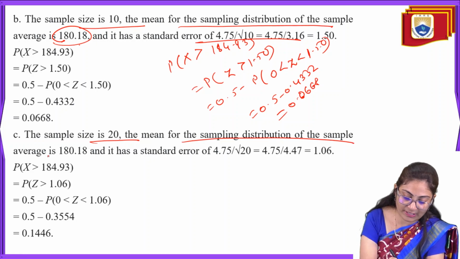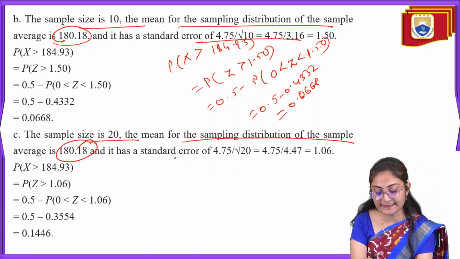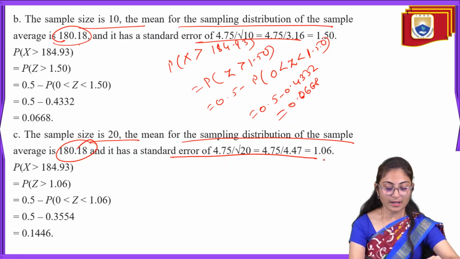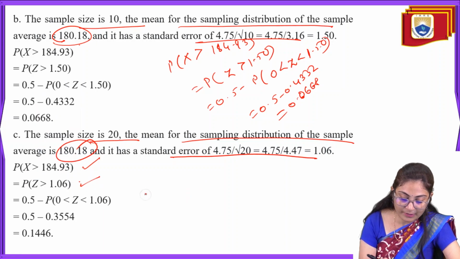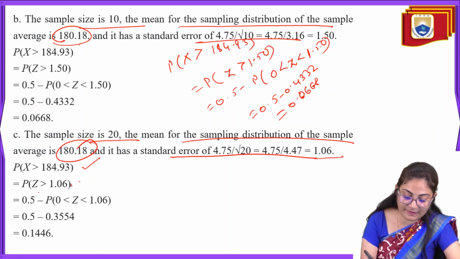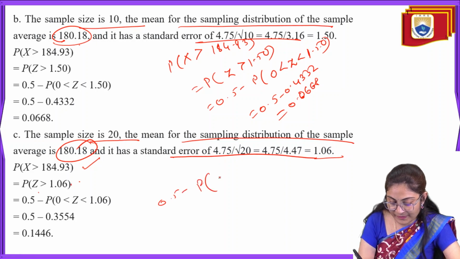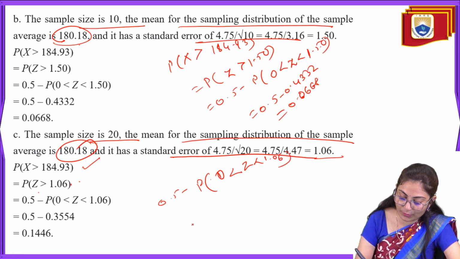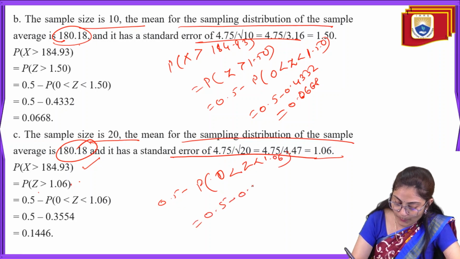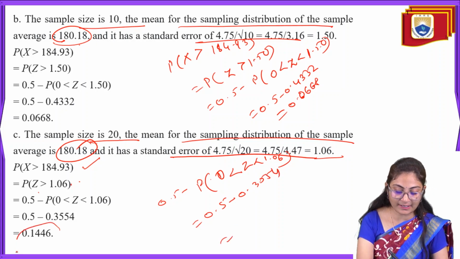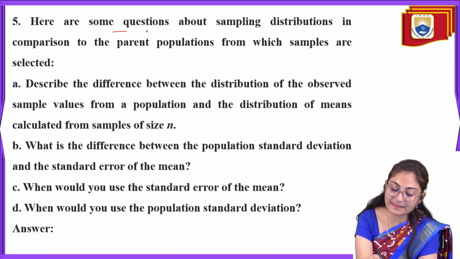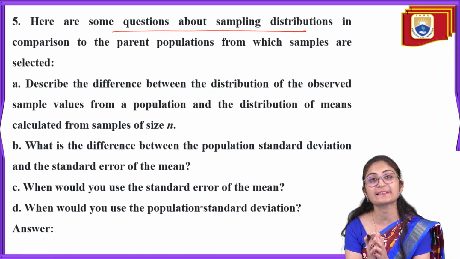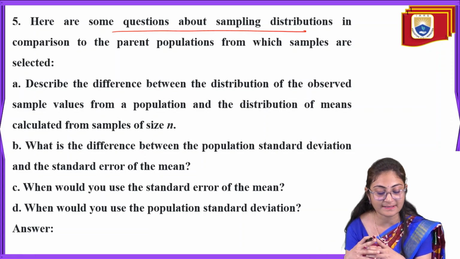Now the sample size is again 20. The mean of the sampling distribution of the average is 180.18 and the standard error is 1.06. Again P of x greater than 184.93, your value is changing. Z is greater than 1.06, that's why 0.5 minus P of 0 less than z less than 1.06. So here we will get 0.5 minus 0.3554 and you will get the answer 0.1446.